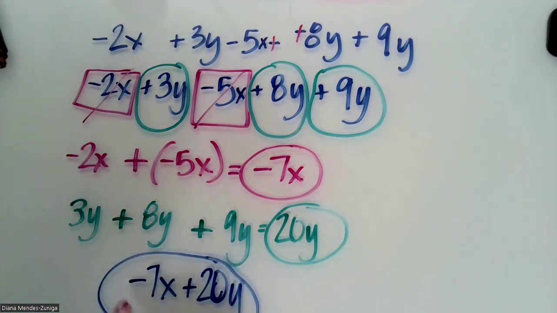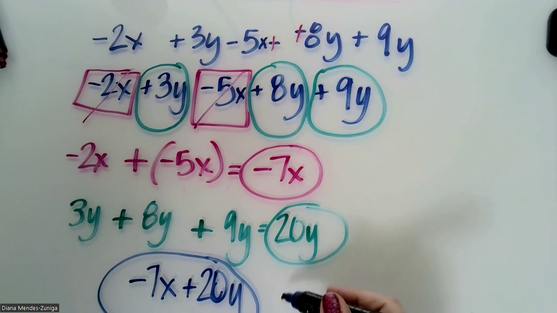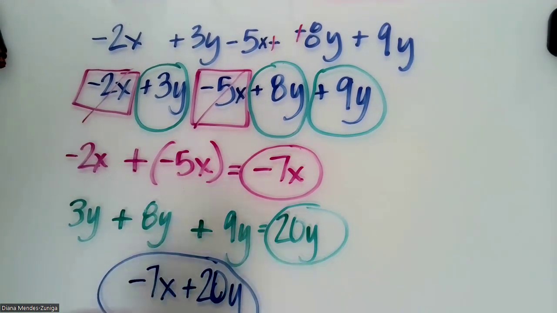Okay, and we would put these in alphabetical order. If you had y's and x's, we're always going to go in alphabetical order. Your x would be listed first, and then if you had a number without a variable, it would go at the end. Kind of cutting off my screen down here a little bit, but I think you get the gist.